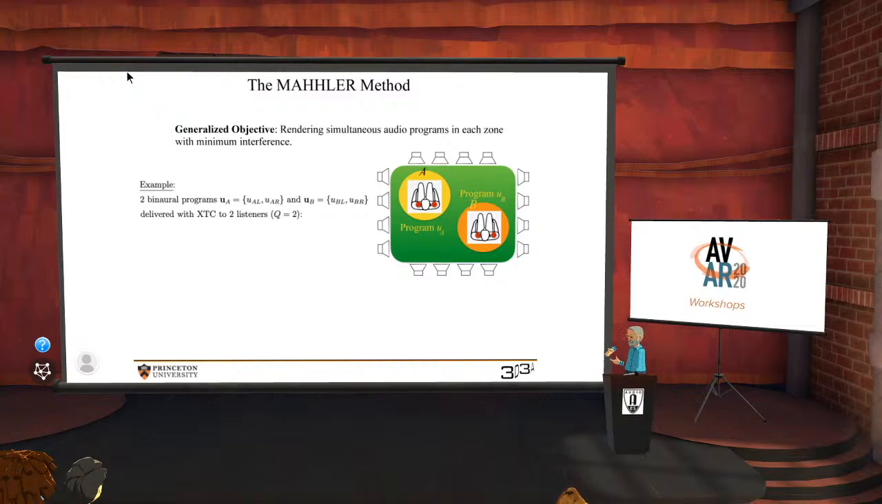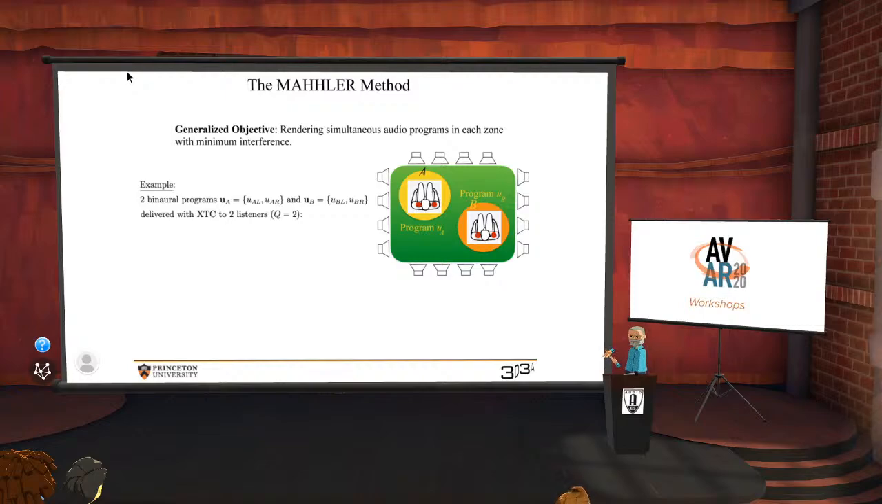The program vector for the person in zone A is nothing but the program for the left channel, U sub AL, and the right channel, U sub AR. The same thing for the listener in zone B. He or she gets a left program for the left ear and one for the right ear. And I want these to be crosstalk canceled, so whatever comes to the left ear is canceled at the right ear. This way I can deliver 3D spatial audio.